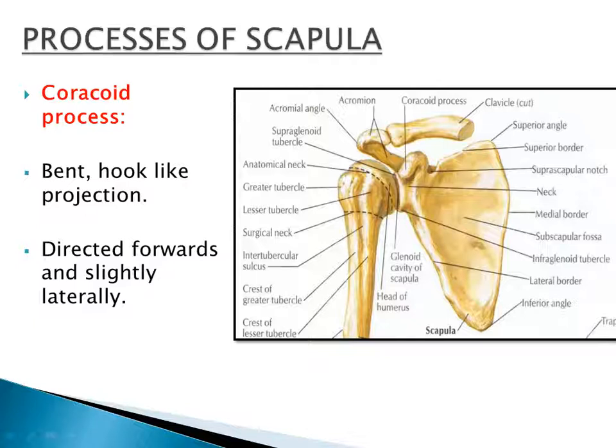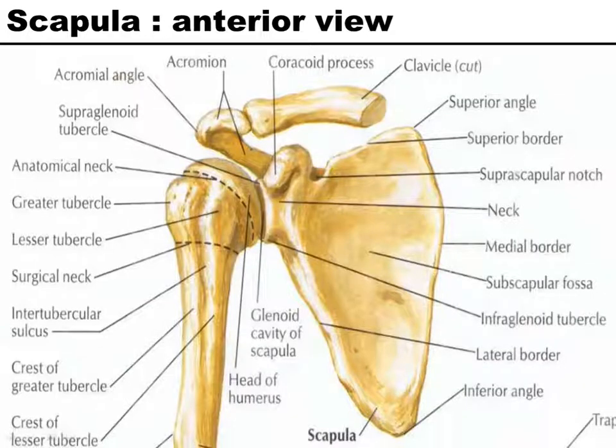So the three processes which are present in the scapula are spinous process, acromion process, forming a joint called as acromioclavicular joint, and a thumb-like, hook-like anterior projection which is called as coracoid process. In this figure, you can clearly see the three processes: acromion process, coracoid process, and on the posterior view, the spinous process can be clearly seen.